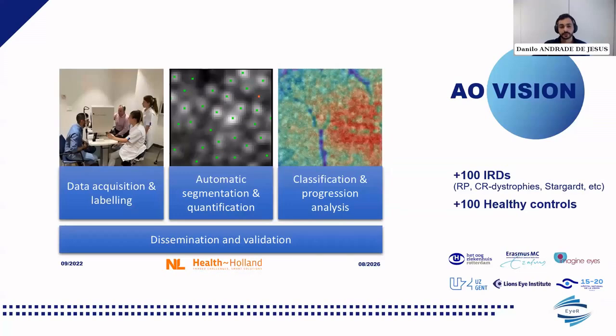All right, so the AO Vision project is a project funded by Health Holland with the support of Imaging Eyes. It's a project that we started more or less 2 years ago with the goal of developing new methods and biomarkers using adaptive optics imaging for the diagnosis and follow-up of inherited retinal diseases, so IRDs. As you know, IRDs are largely incurable, but the treatment landscape is rapidly evolving. Different options are at the moment under investigation in order to develop therapies that could either slow, stop, or even reverse sight loss.